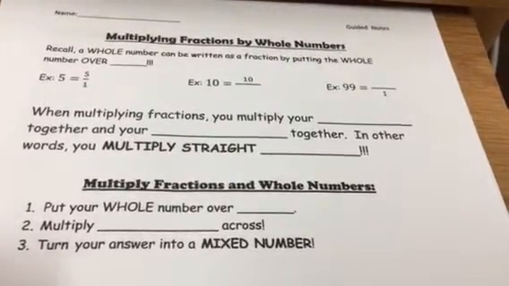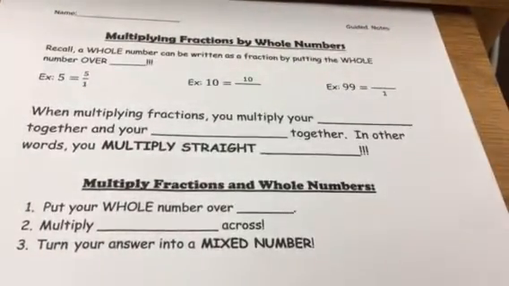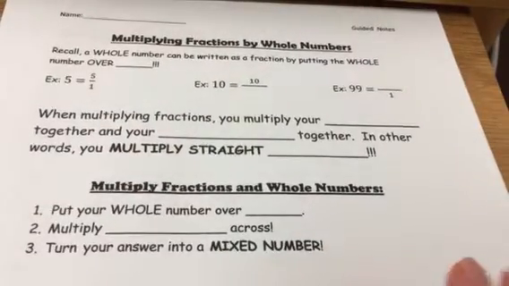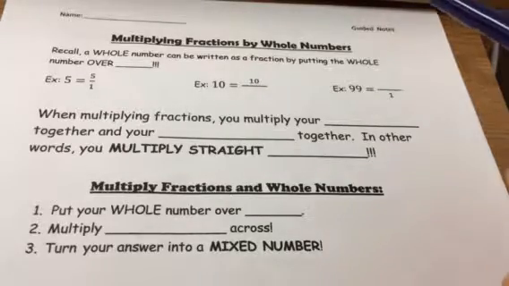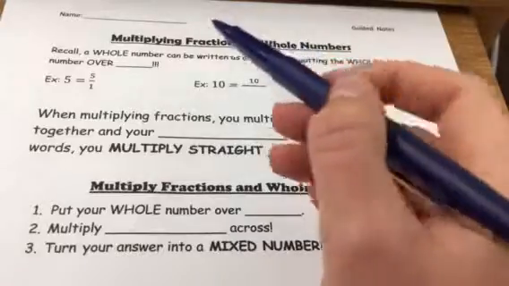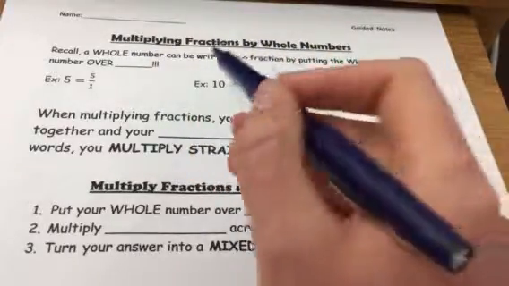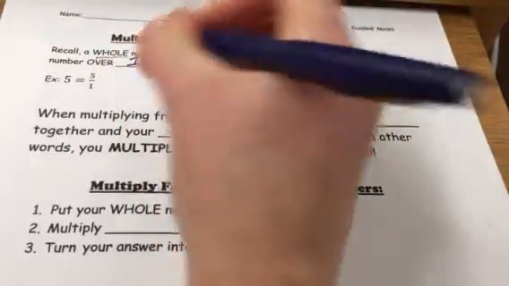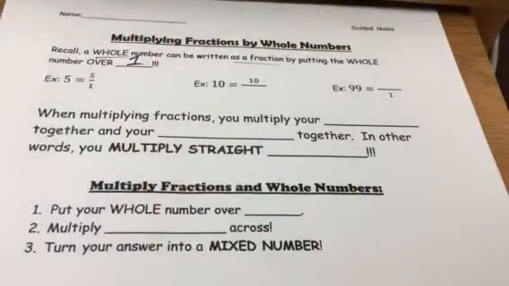All right, the time has finally come to talk about our shortcut for how we multiply whole numbers by fractions. So we did modeling, we did some estimating, and now it's time for us just to be able to crank out these problems. So recall that we can write a whole number as a fraction by putting the whole number over 1. And that's really important because that's our key to being able to multiply whole numbers by fractions.